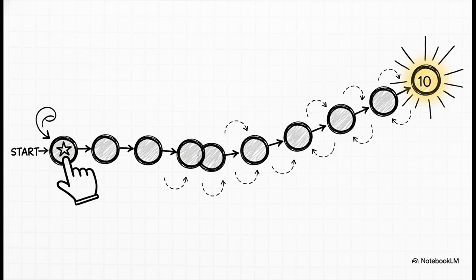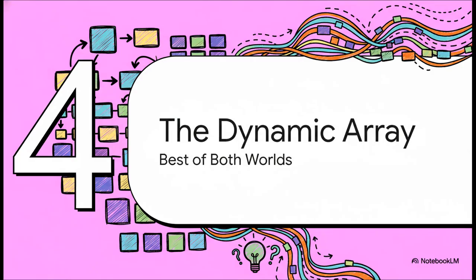Imagine doing that for a list with 1,000,000 items. It would be agonizingly slow. So we seem to be stuck, right? We can have fast access or a flexible size, but it seems like we can't have both. Or can we? And this brings us to the dynamic array.